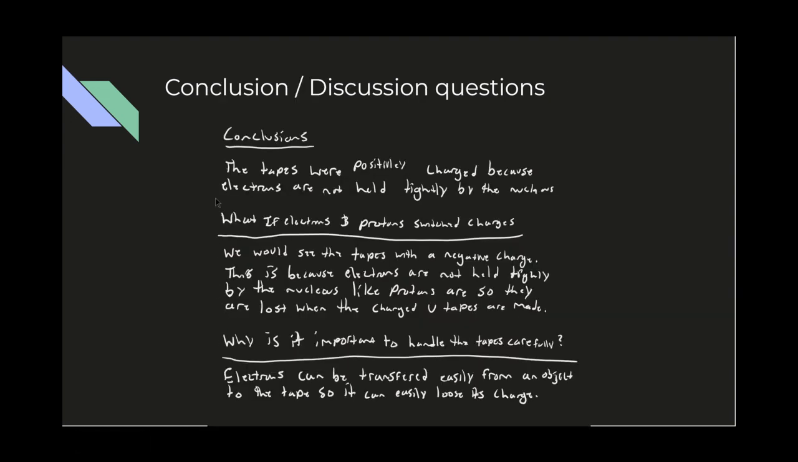Finally, we conclude that the tapes were positively charged because electrons are not held tightly to the nucleus like protons are. If protons and electrons switch charges, we would see that these tapes were negatively charged because electrons can easily be knocked off of a material. That's why it's important to handle these charged tapes carefully, because the electrons can be easily transferred from one object to another, so the tapes can lose their charge.